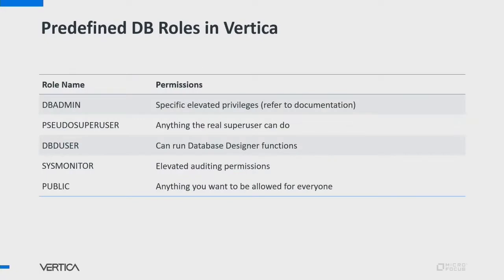Predefined database roles in Vertica are listed on this slide. The roles can be granted automatically. For example, during the Vertica installation, the following is granted. The roles DBADMIN, SYSMONITOR superuser, and DBDUSER are irrevocably granted to the DBADMIN user. These roles are always enabled for DBADMIN and can never be dropped.